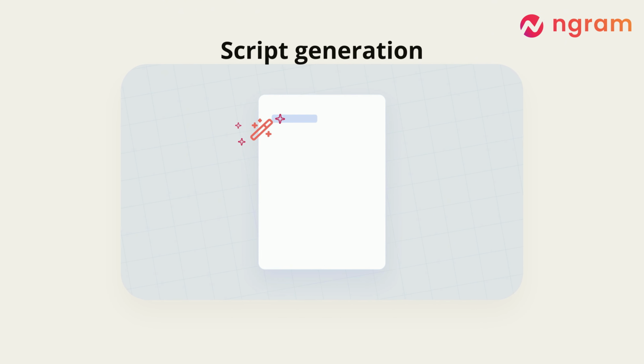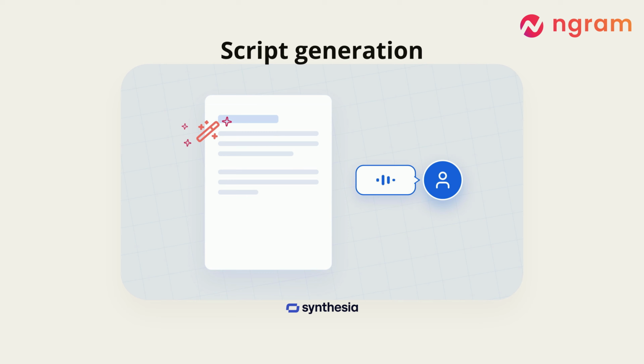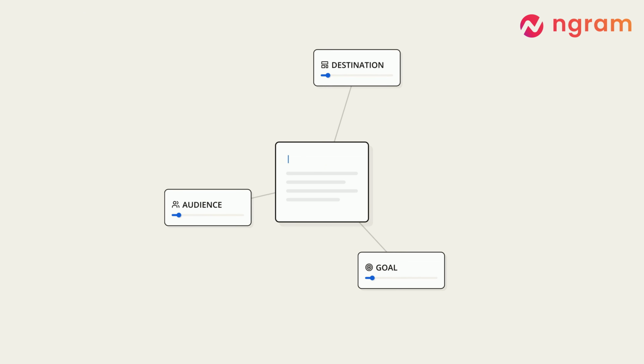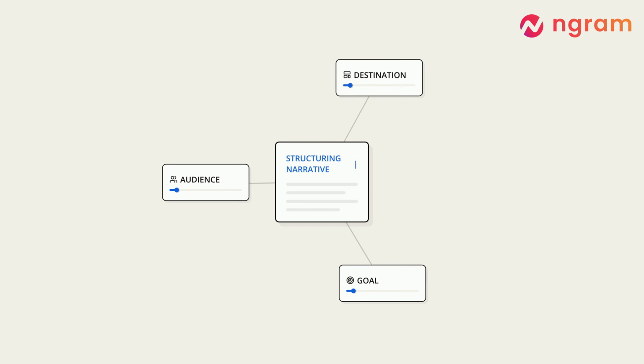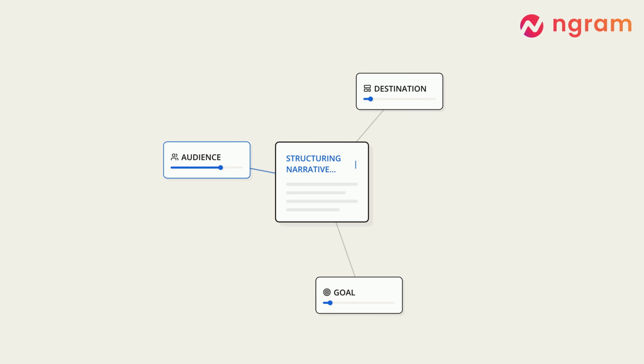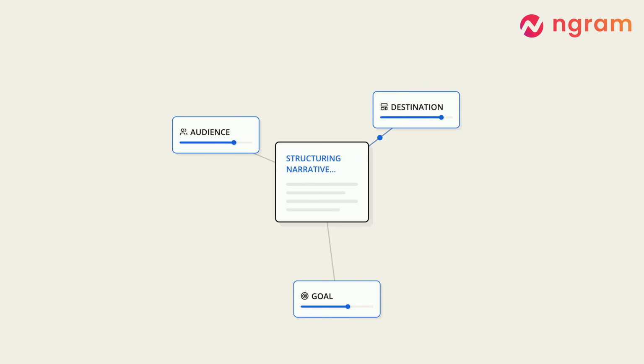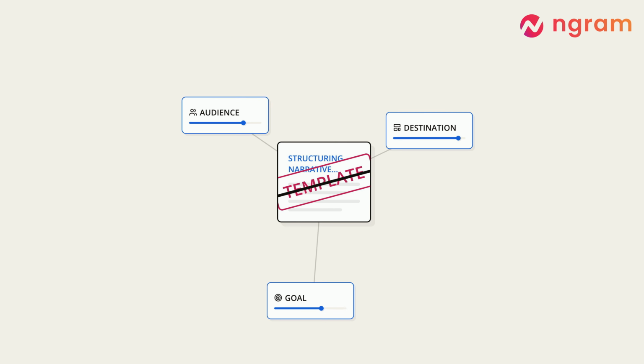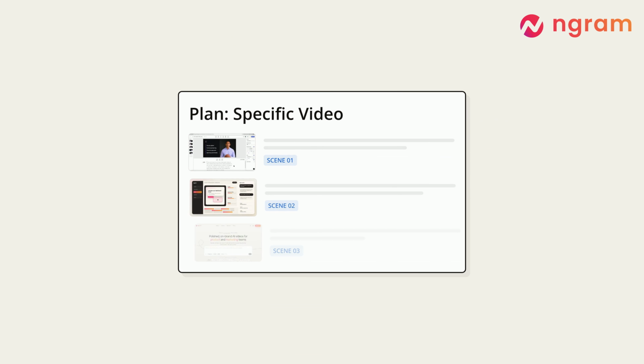Script generation. Both tools will write for you. Synthesia writes to be read by an avatar. Ngram writes to fit an actual video, adapting structure, length, pacing, and tone to the audience, the goal, and the destination you specify. It is not a template. It is a plan for the specific video you are making.